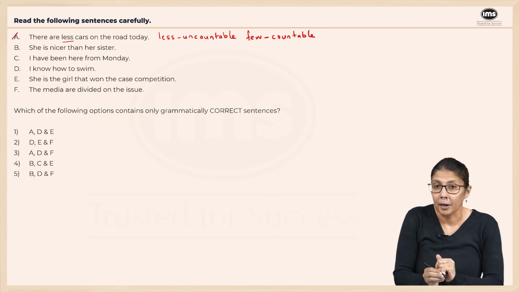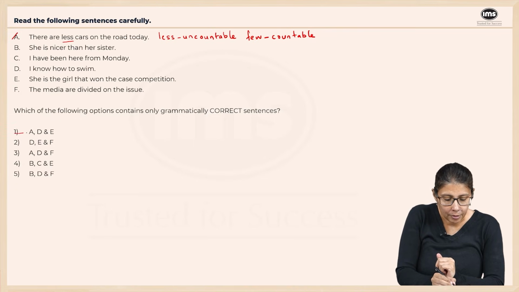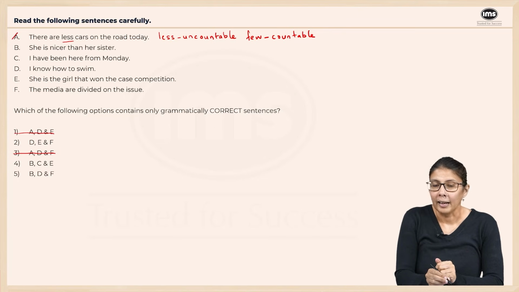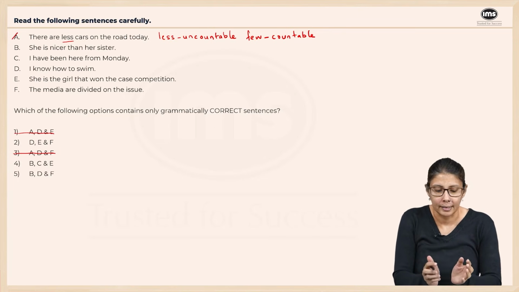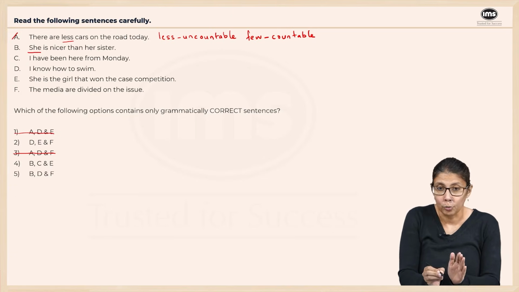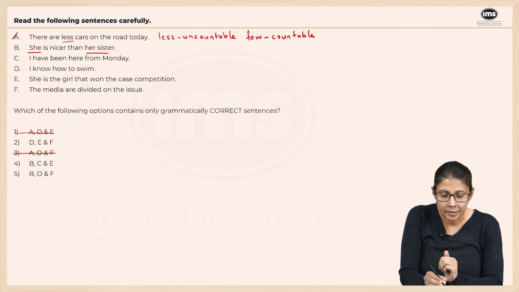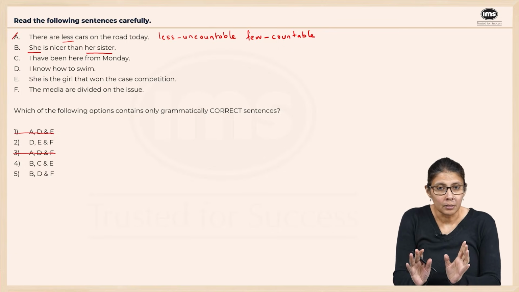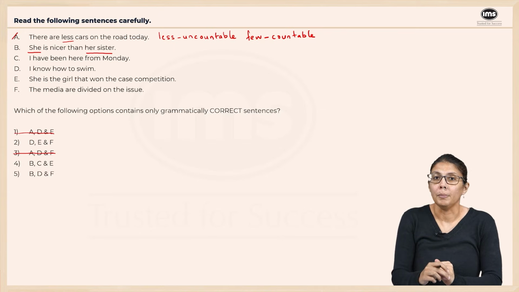So this cannot be part of my answer. That means that I can cancel out the first option. I can also cancel out the third option. The second one has a comparison. The rule that we follow is that we compare similar things. So when I say she is nicer than her sister, I am comparing she, who is a person, with her sister. Both are people and this comparison is absolutely correct. So I do want to include B in my answer.